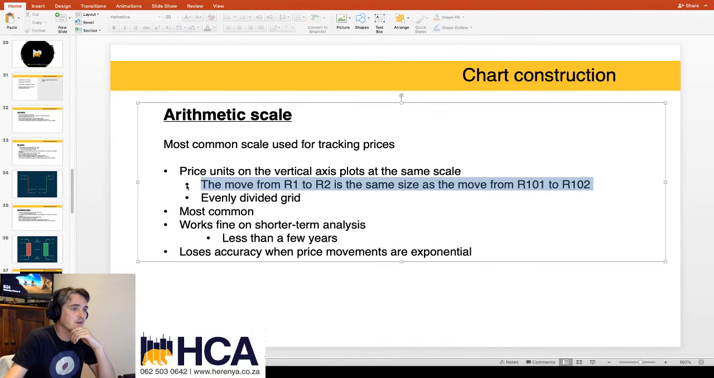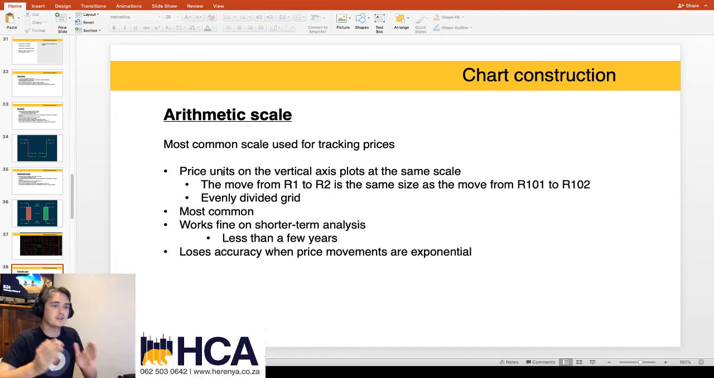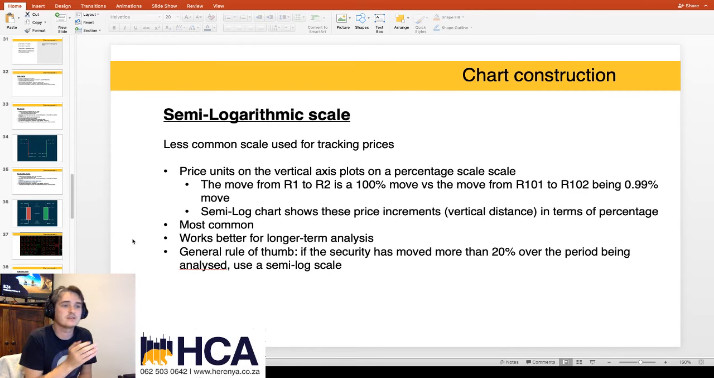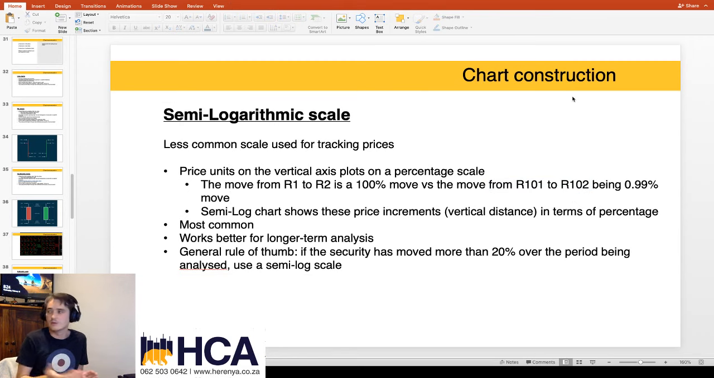So on a semi-logarithmic scale, price units on the vertical axis plot basically the same as on a percentage scale. So the move from 1 Rand to 2 Rand is a 100% move, versus a move from 101 Rand to 102 Rand being about a 1% move, or actually, if you work it out, it's 0.9909 and some change, right? So that movement is not the same. Therefore, that representation on the scale cannot be the same.